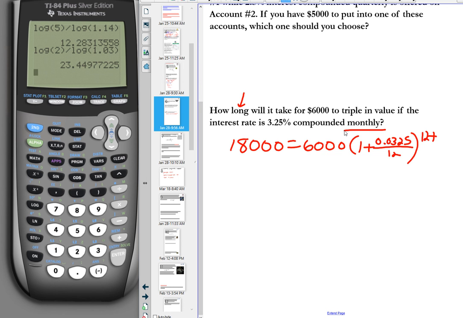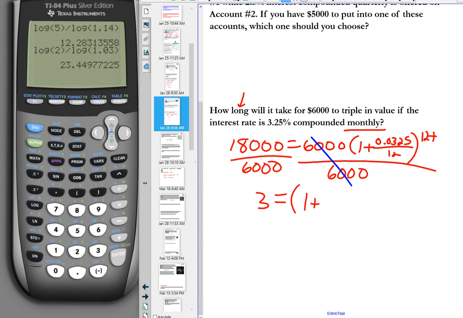So here would be the shorter way. My first step, regardless, is going to be to divide by 6,000. And when you look at that, what do I end up with on the other side when the base is isolated? 3. That's where that triple came from. So 3 is equal to 1 plus 0.0325 over 12, to the power of 12t.